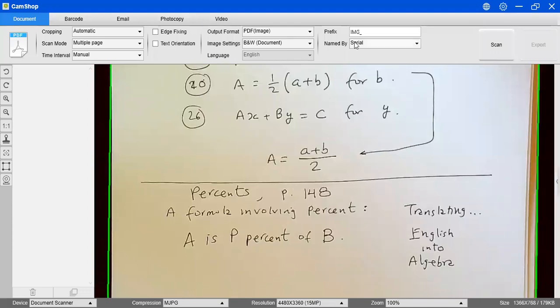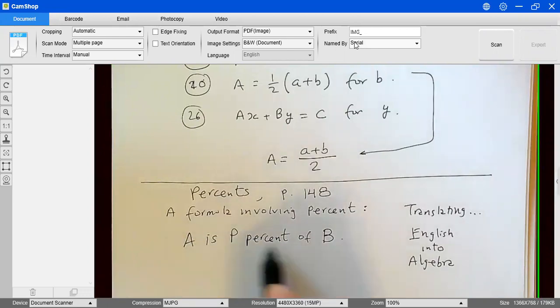We're going to start the last part of section 2.4, talking about percents. It's on page 148, and we're going to deal with the formula involving percent. It's a very important formula, and this is going to be our first chance to start translating English word problems into algebra. This is an English sentence that says A is P% of B, and we're going to write this by using a formula.